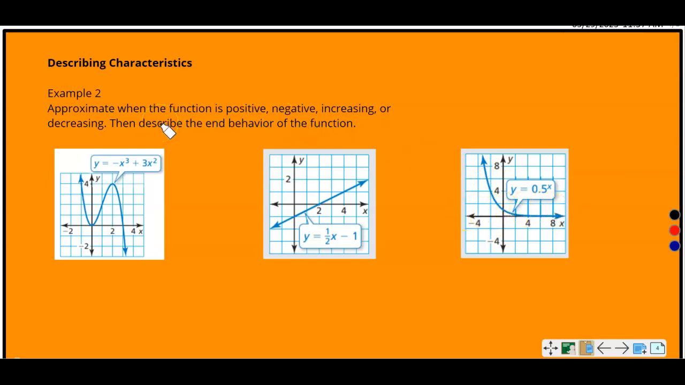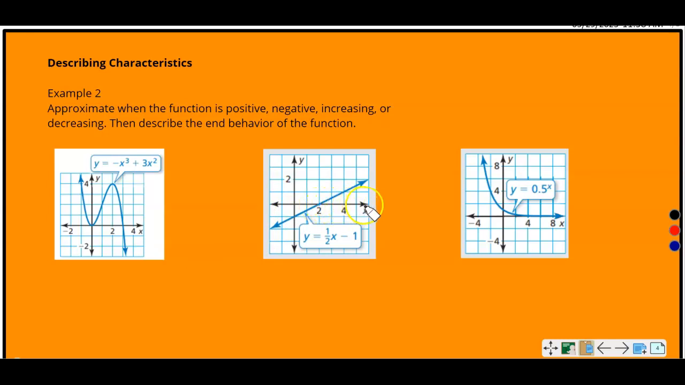All right, then it says describe the end behavior. All right, as x goes negative, y goes positive. So as x approaches negative infinity, y approaches positive infinity. All right, as x approaches positive infinity, y approaches negative infinity. All right, for this one, as x goes to the left, it's going towards negative infinity. Y is also going down, so it's going towards negative infinity as well.